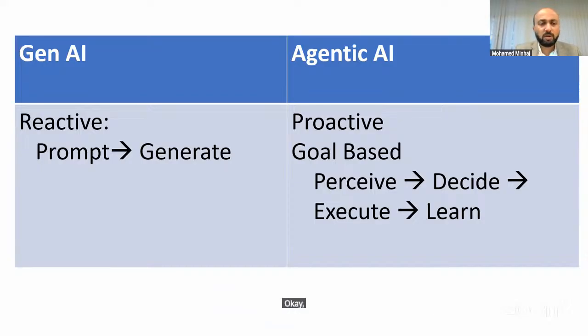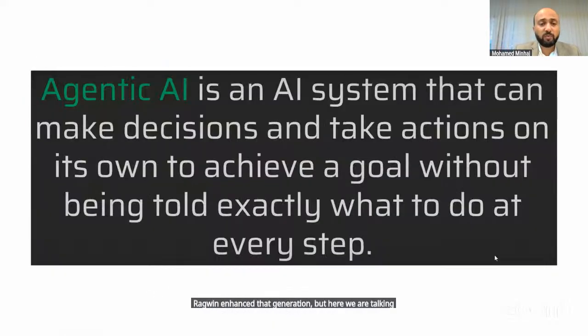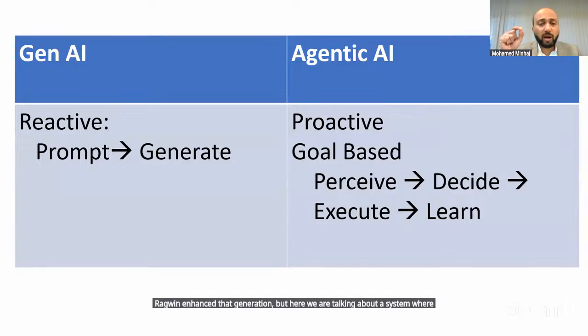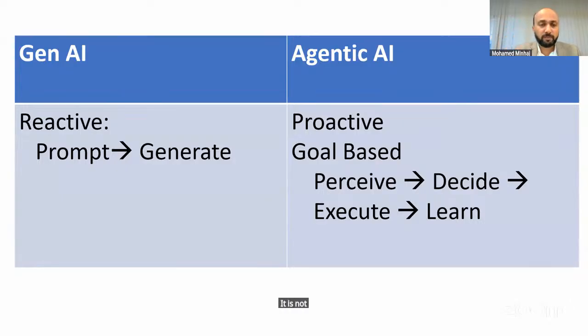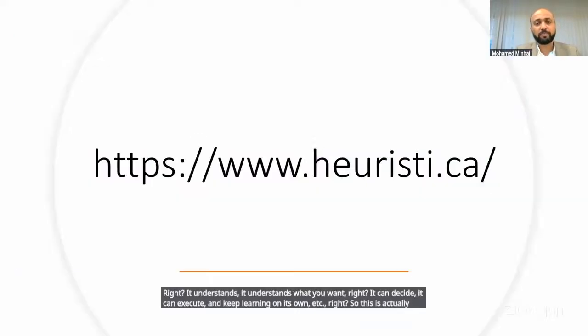So Gen AI just generates and displays some content. RAG will enhance that generation. But here we are talking about a system where it is not expecting any prompt from us. It understands what you want, it can decide, it can execute and keep learning on its own. So this is actually agentic AI.